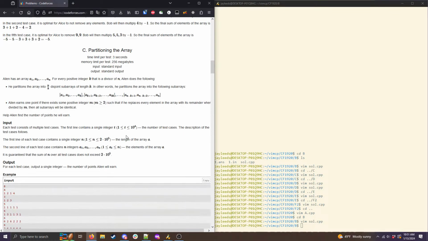All right, let's do C. So Alan has an array A1 through AN. For every positive integer k that's a divisor of n, we're going to partition the array into n over k disjoint subarrays of length k, and we score a point if there exists some m greater than or equal to 2, such that if we replace every element in the array with its remainder modulo m, all of the subarrays will be identical. We want to help Alan find the number of points he will earn.